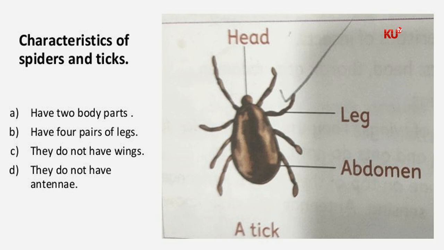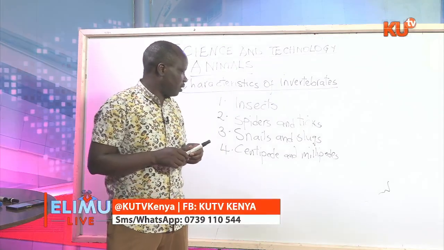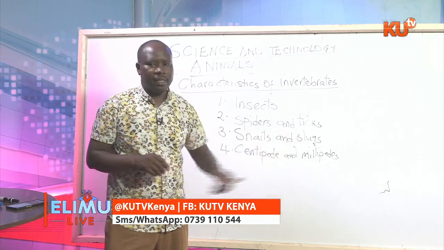Therefore, when a teacher tells you to draw a spider, do not make a mistake of drawing a spider and then you include wings. Spiders and ticks do not have wings. Finally, they do not have an antenna or feelers. And that brings us to the end of our second class, or our second group of invertebrates, spiders and ticks.